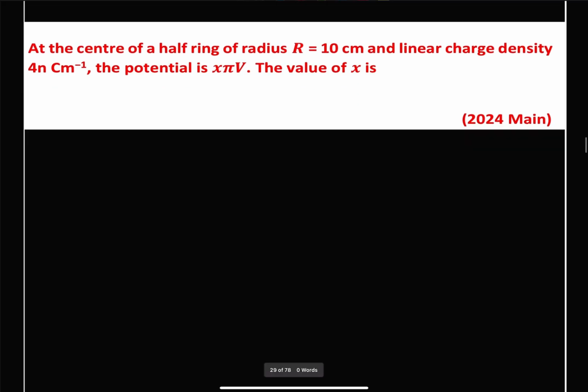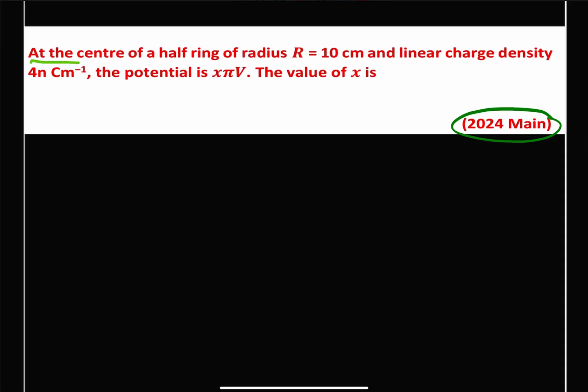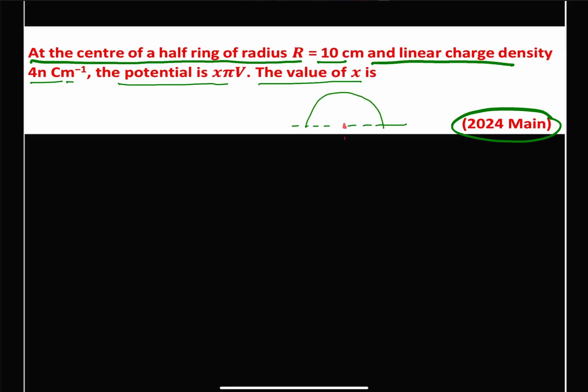So this is the 2024 Main paper, and it states that at the center of a half ring of radius r, that is 10 centimeter, and a linear charge density of 4 nanocoulomb per meter, the potential is x pi V. Then the value of x is? So we are given a half ring of radius r and the linear charge density. We can draw an approximate figure. Suppose this is center O with radius r, and the linear charge density is 4 nanocoulomb per meter, and the potential at the center is x pi V. We have to find the value of x.